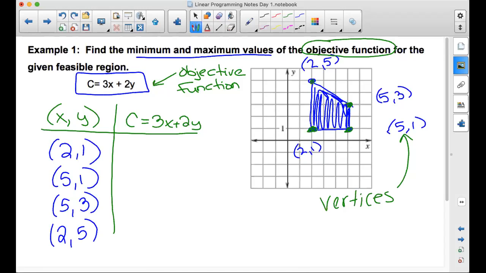Again, you have those ordered pairs, those are called vertices. Two lines connect, makes a vertex, pluralized vertices. Plug them into our equation. This is our objective function, it's our goal. We want to see if we can have the minimum or the maximum of this goal.